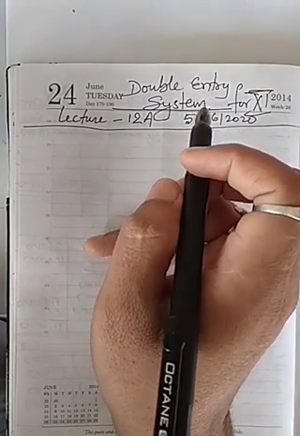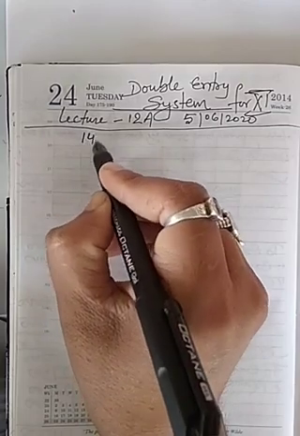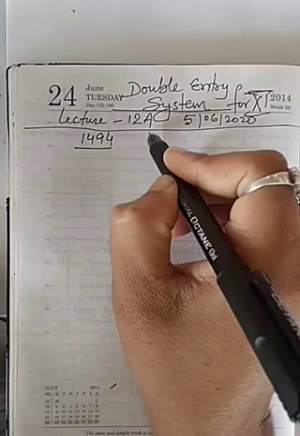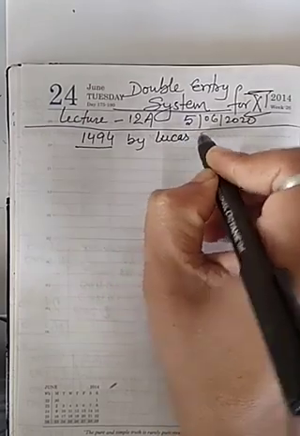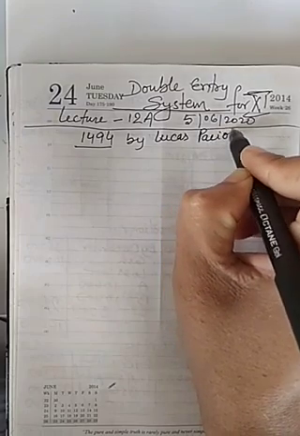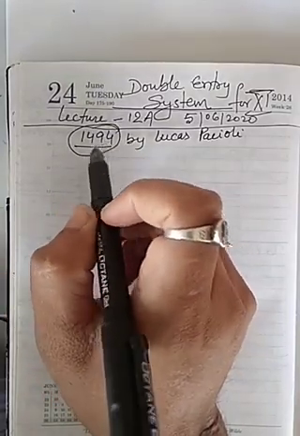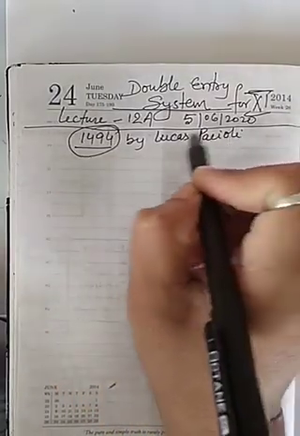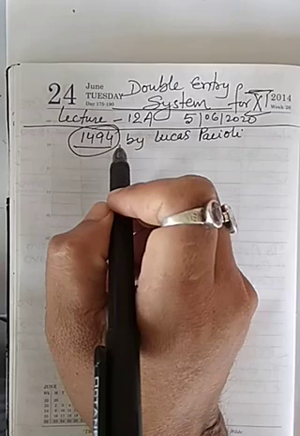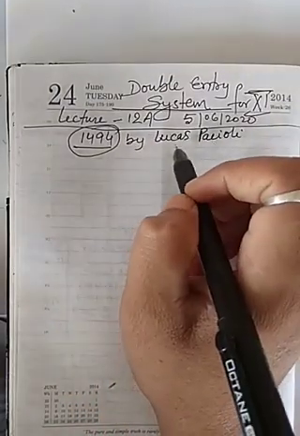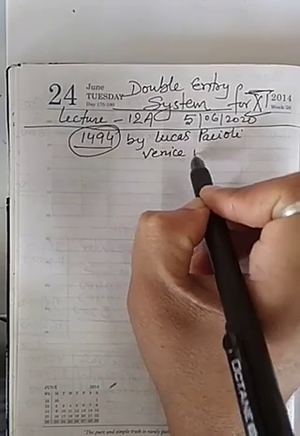A book on the double entry system was first of all written in 1494 by Lucas Pacioli. The first book of double entry system was written by Lucas Pacioli in 1494, a resident of the city of Venice in Italy.